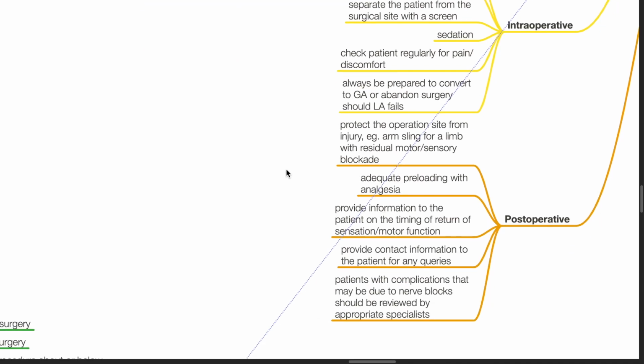Post-operative care includes protection of the operative site from injury, such as using an arm sling for a limb with residual motor or sensory blockade, adequate preloading with analgesia, provide information to the patient on the timing of return of sensation and motor function, provide contact information to the patient for any queries. Patients with complications that may be due to nerve blocks should be reviewed by appropriate specialists.